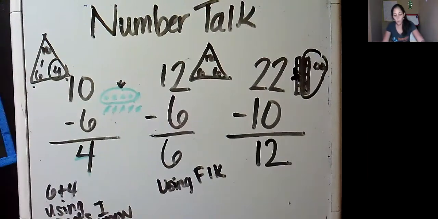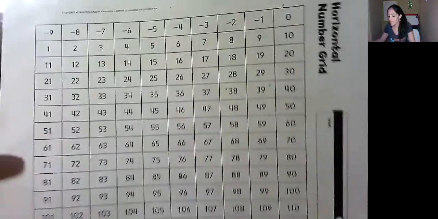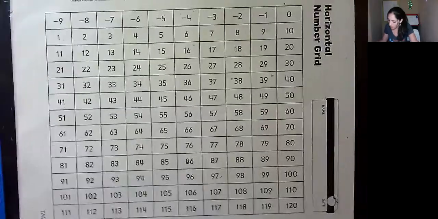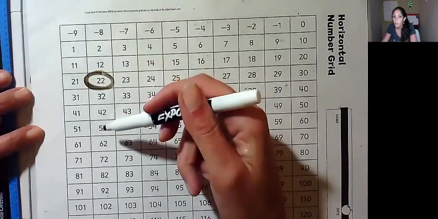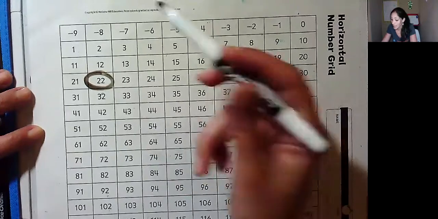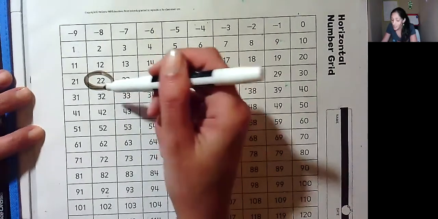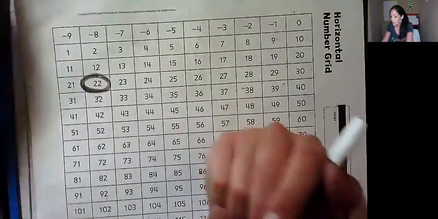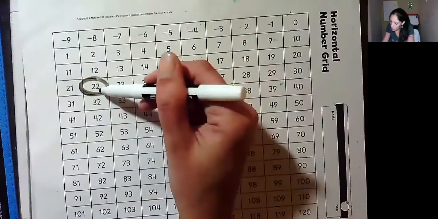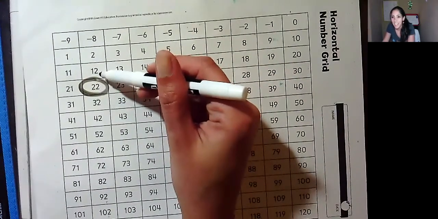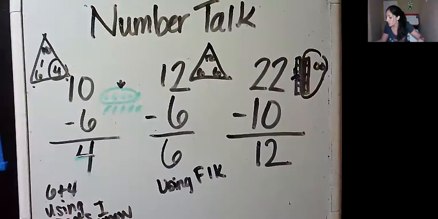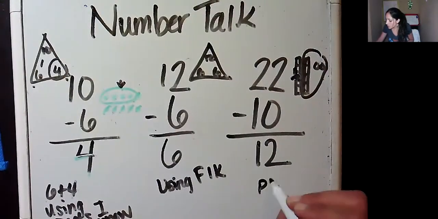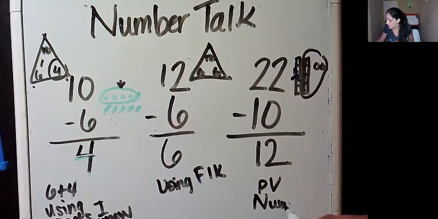That's 12. Or I could pull out my handy dandy 120 chart. Here's 22. And I know that anytime I go up or down on this chart, I'm adding or taking away 10. So 22 plus 10 would take me to 32, but in this case, I'm actually taking away. So 22 minus 10, I need to go up. I need to take away 10, and that takes me to 12. So for this, I showed place value, but I also used the number chart.